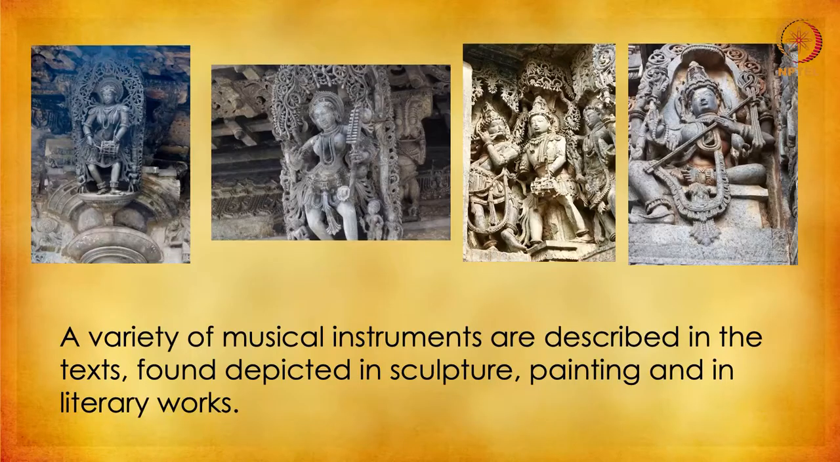Hindustani music today includes a strong presence of a variety of instruments in solo performances. That is, we have the sitar, sarod, bansuri or flute, santur, all of which are quite prominent on the scene. Now, a variety of musical instruments are discussed in music texts through the centuries. You can also see them in sculptures, paintings, and descriptions are found in literary works too.